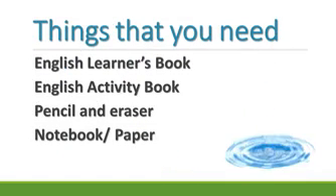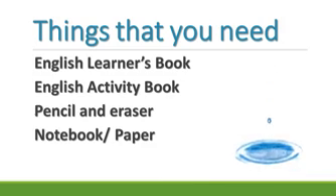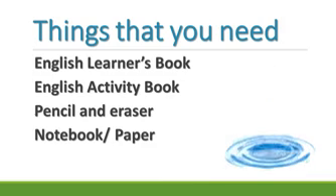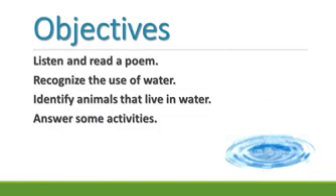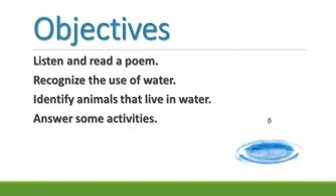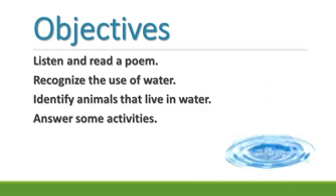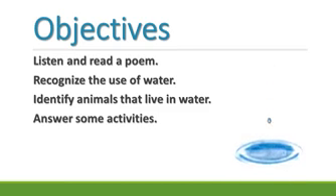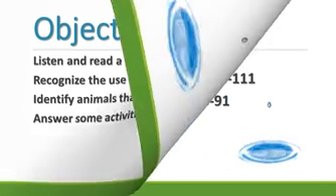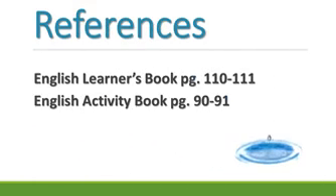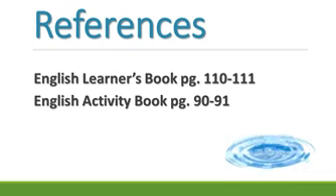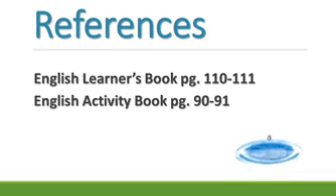These are the things that you need: your English Learner's Book, English Activity Book, pencil and eraser, also a notebook and paper. For our objectives, at the end of this lesson you will be able to listen and read a poem, recognize the use of water, identify animals that live in water, and answer some activities. For our references, we have the English Learner's Book, pages 110 to 111, and the English Activity Book, pages 90 to 91.